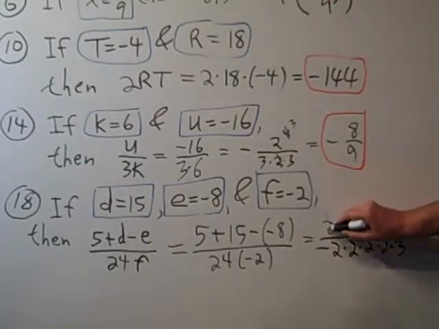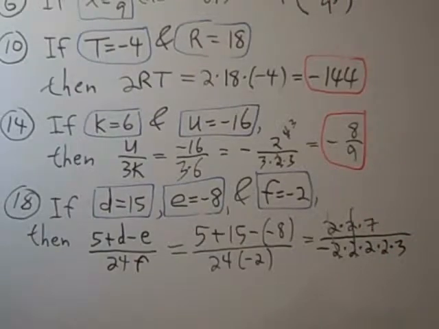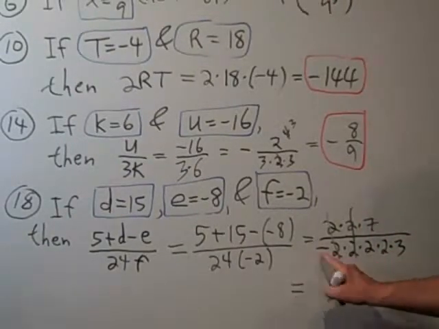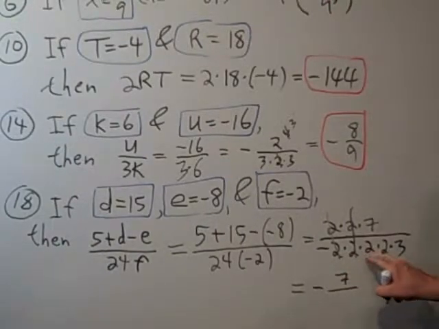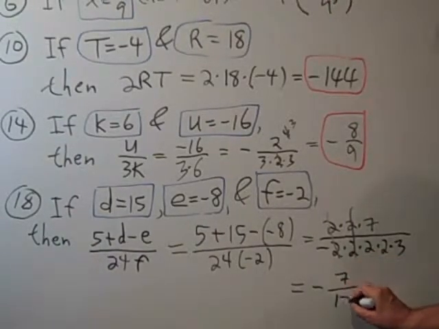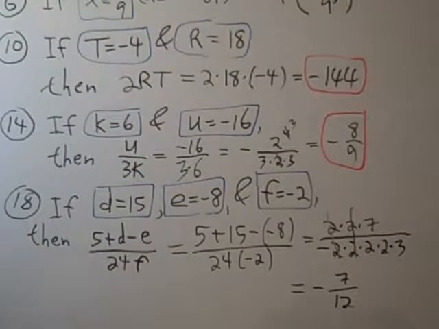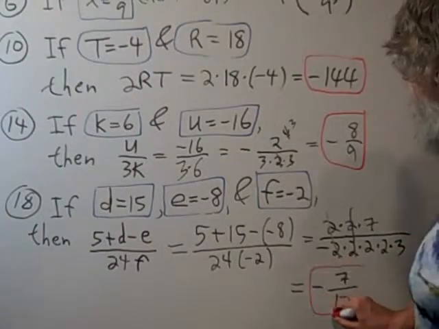So you see we can cancel a pair of 2's from the top and bottom. And what's left is a negative, because the denominator is negative, 7 divided by 2 times 2 is 4 times 3 is 12. Negative 7/12 is our answer for this one.